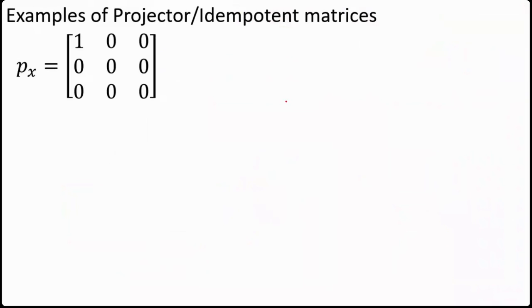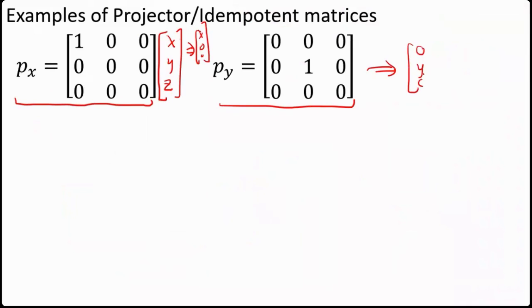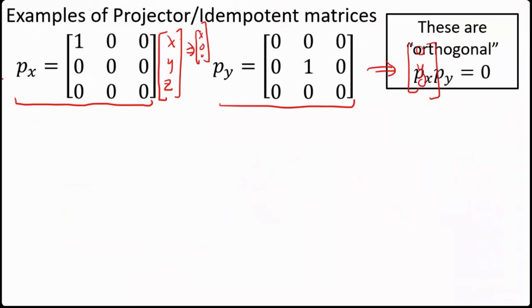So that was all abstract algebra. Let's see some actual examples. This matrix here will project out the x component of a vector. So if we have x, y, z, then this just gives the x. And then this would do the same thing for the y component. So this would just project out the y component. So those are some projectors.